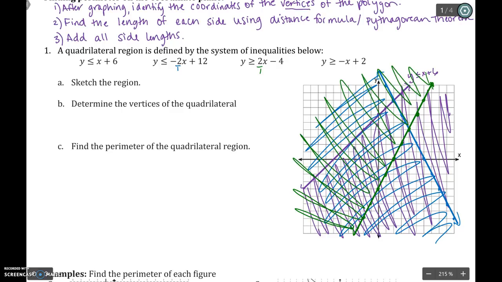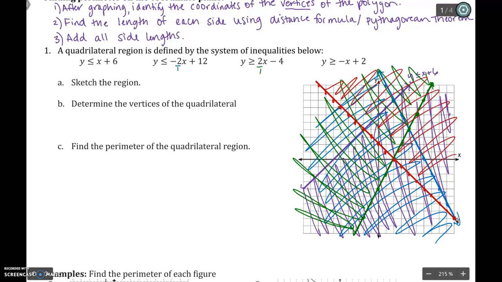Okay, and then the last one, we have y is greater than or equal to negative x plus 2, so my y-intercept is 2, and I'll be going down 1, right 1 for as many as I could fit. Solid line again because of the equals, and then this shading is also upward.